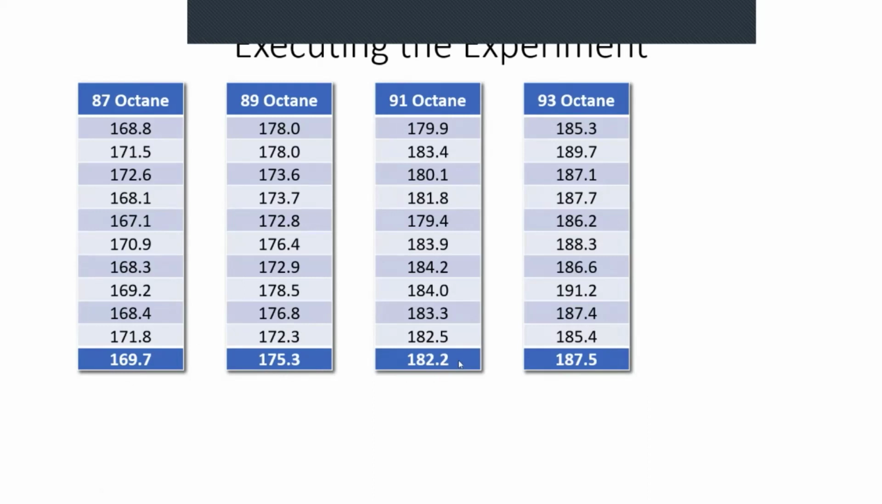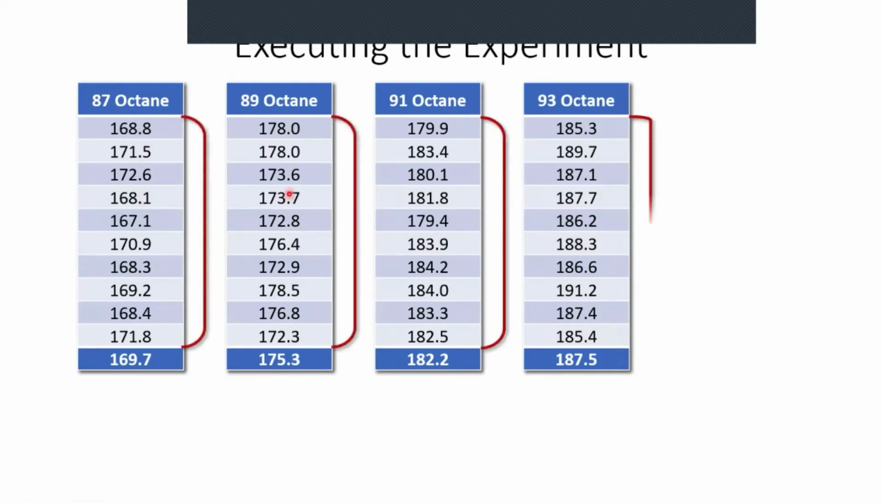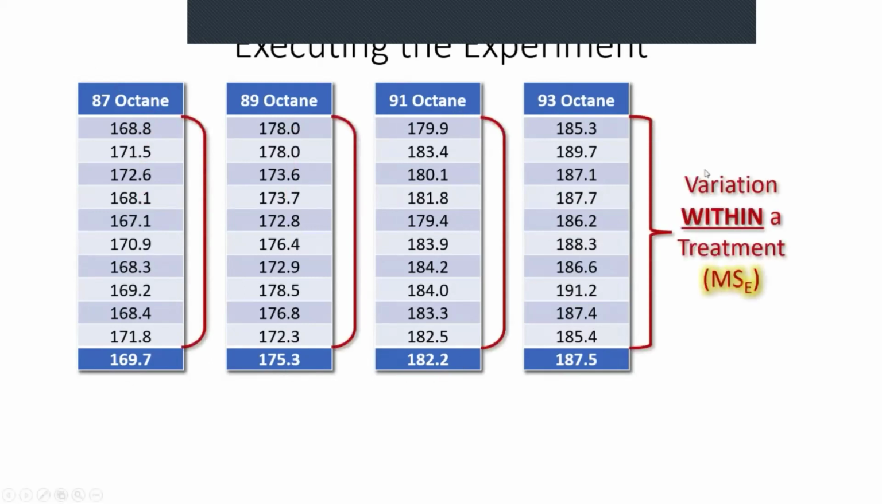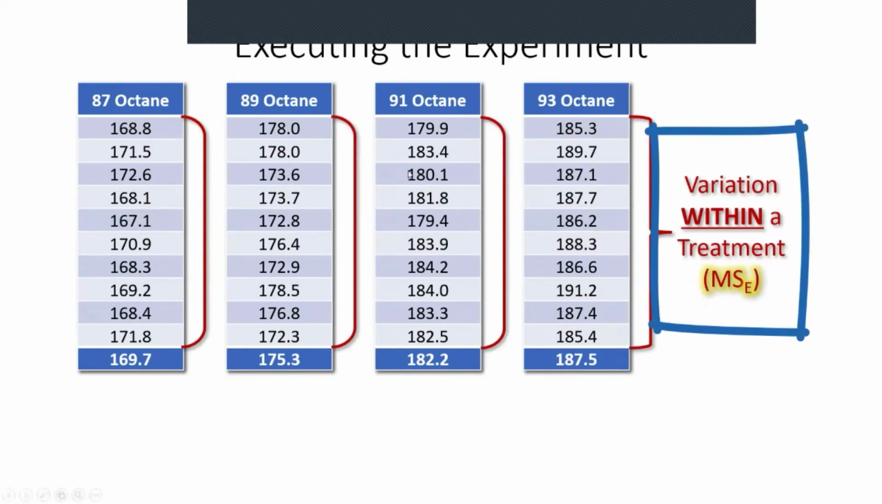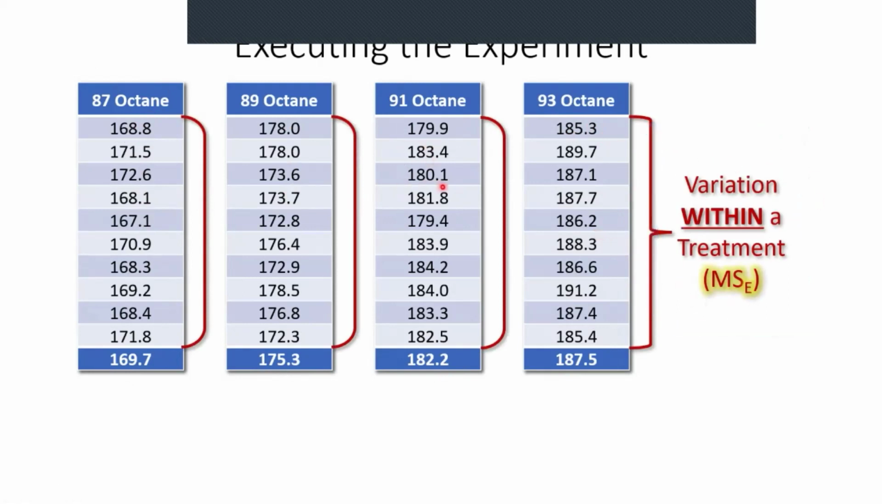Now, the first thing I want you to look at is each treatment group specifically. Look at the actual data points in each treatment group specifically, okay? I want to point out something important. There is variation from data point to data point within each treatment group, okay? 179, 183, 180, 181, 190. There's some natural variation associated with the horsepower measurement. 178, 173, 172, 168, 167. There's variation within a treatment group, okay?